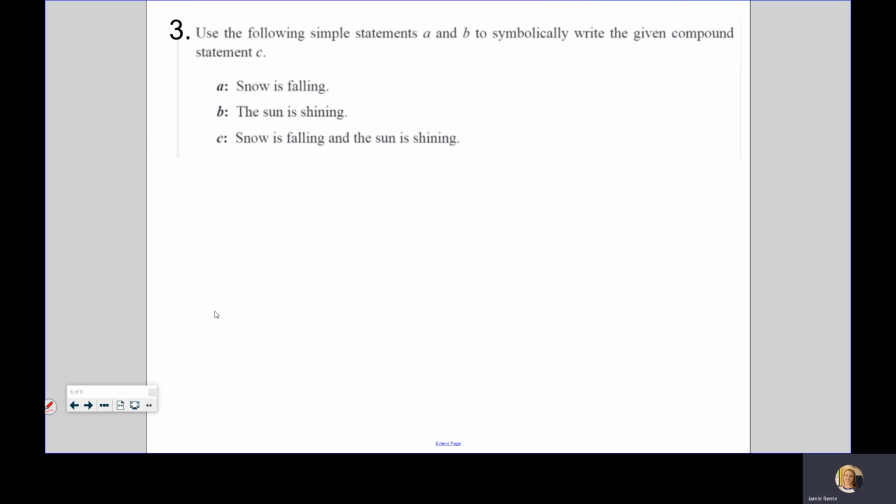All right, so this one was kind of long. It says, use the following simple statements, A and B, to symbolically write the given compound statement, C. A is the statement, snow is falling. B is the statement, the sun is shining. And then C, the compound statement, is snow is falling and the sun is shining. So you can see it has that connective word in there, so that's how you know it's the compound statement.